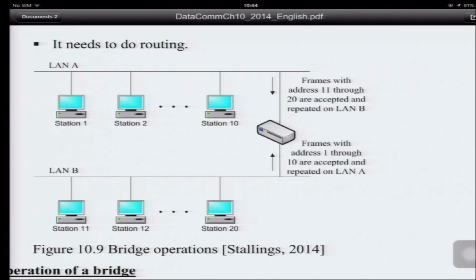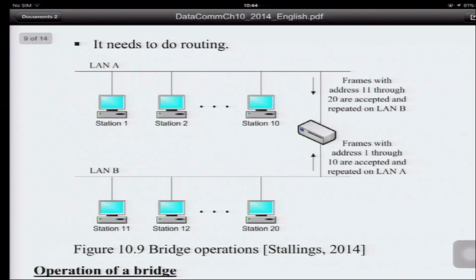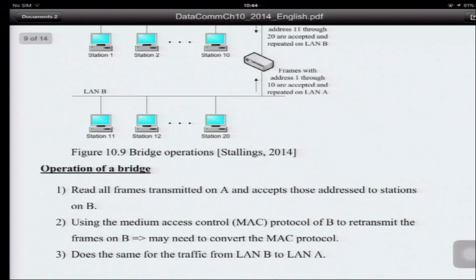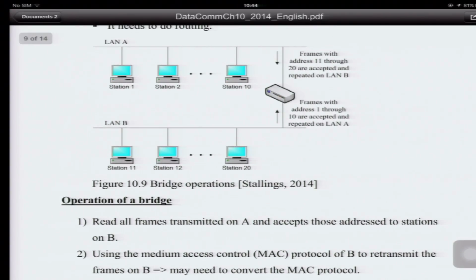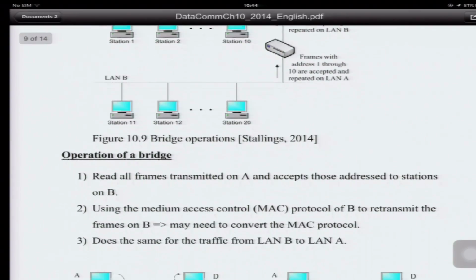Now if station 15 wants to send to station 10, the bridge also reads the frame, and the sender is in LAN B, but the destination is in LAN A. The bridge will accept the frame and transmit it to LAN A, so that everyone on LAN A will see it. If it's in the same LAN, the bridge doesn't have to do anything. So it's not the same as a repeater that repeats everything. The bridge will do some routing.